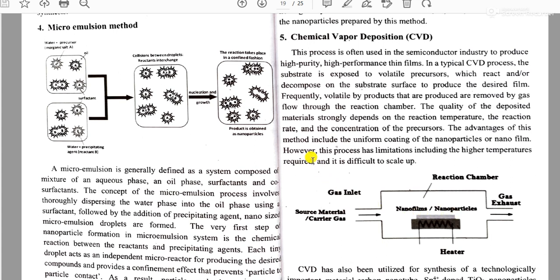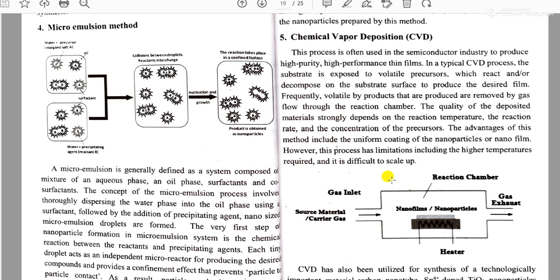Okay, and however this process has limitations, including the high temperatures required, and it is difficult to scale up. So this technique, since it is a chemical vapor deposition method and we have to convert the reactants to volatile precursors, it requires a very high temperature. So this is one of the disadvantages of this technique, whereas in the sol gel technique and all, low temperature would be enough. But here in this case in CVD, high temperature is required.